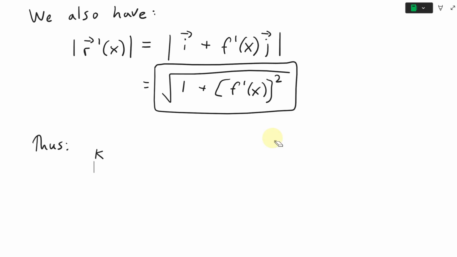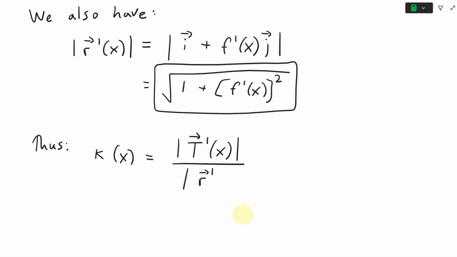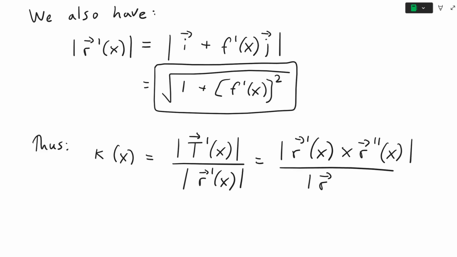Curvature of x is equal to, again, for completeness, I wrote it in my notes. This is the original one we had, the unit tangent vector, the magnitude of the derivative over r prime, the magnitude of that. This equals, in our second cross product format, r prime of x cross r double prime of x, over the magnitude of r prime of x cubed.